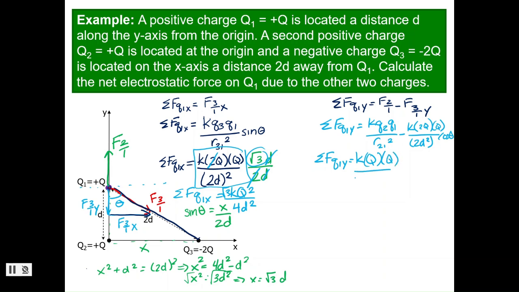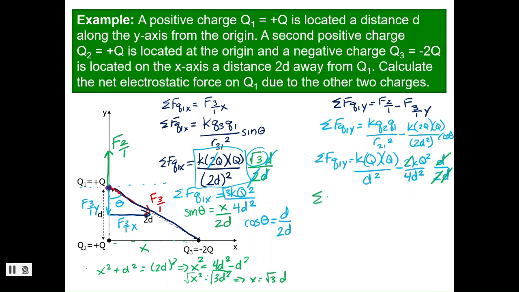q1 is q. r21 is just d, so that's going to be d squared minus, that's going to give me 2kq squared over 4d squared. And cosine theta is going to be, so like I said, I'm trying to cram the stuff in. Cosine theta is going to be adjacent, which is d, over hypotenuse, which is 2d. So that's going to be d over 2d. So this d cancels that d, that 2 cancels this 2.